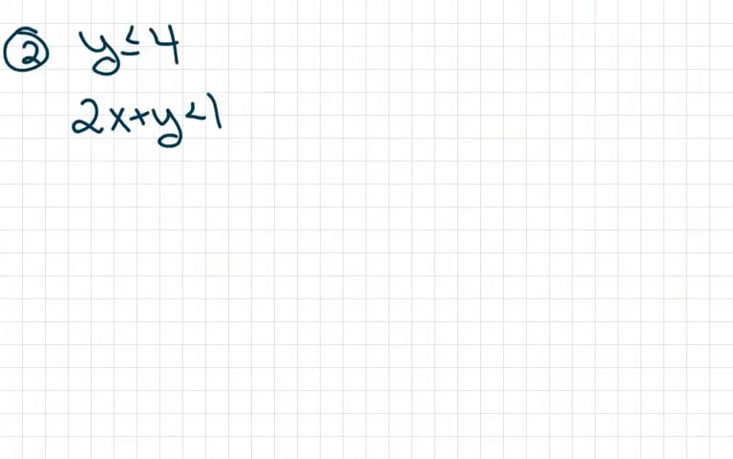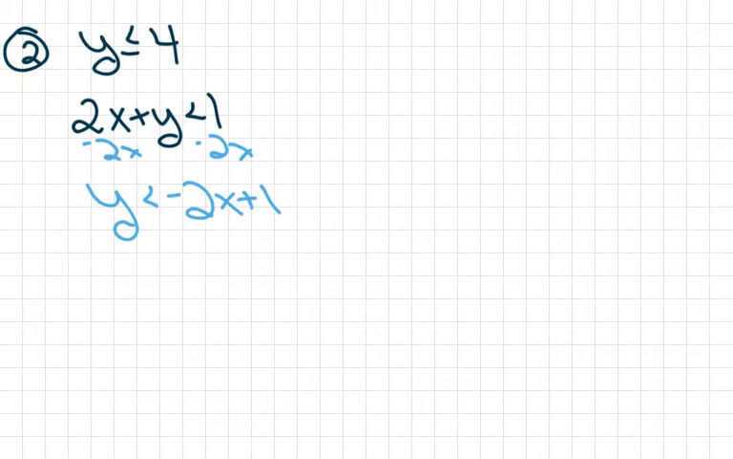All right, let's try our next one. Okay, the first one's ready to graph. It's already in y equals. The second one, we need to move the 2x over. So we'd have y is less than -2x plus 1. All right, let's get this sucker ready to graph.